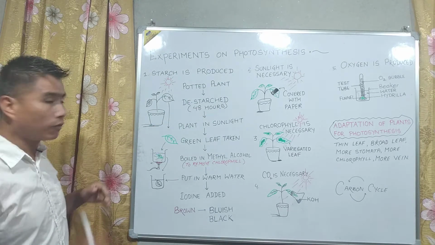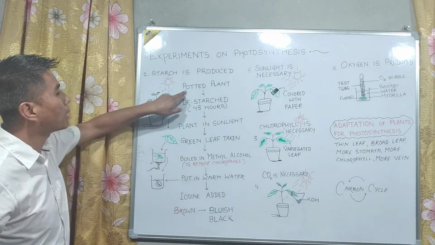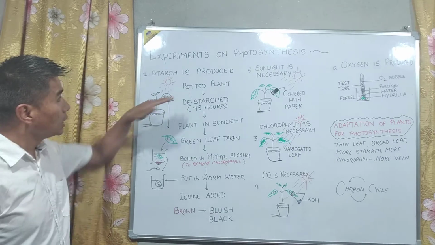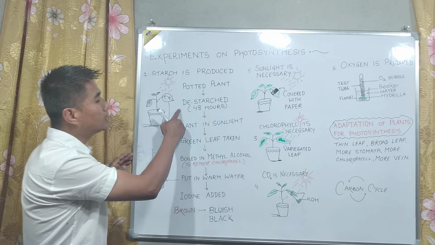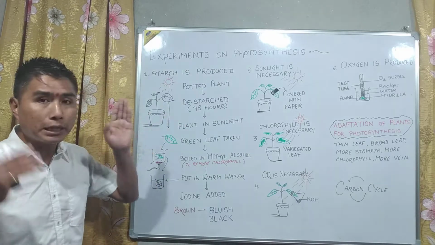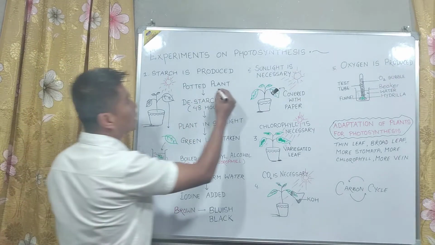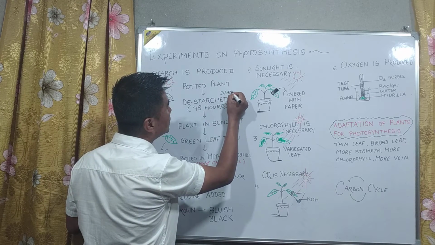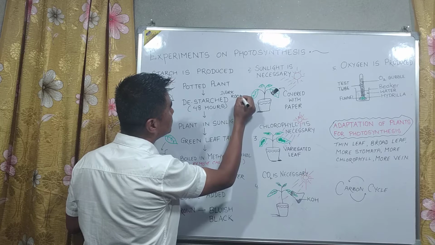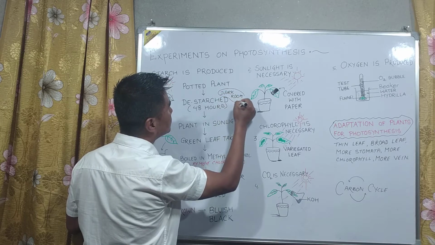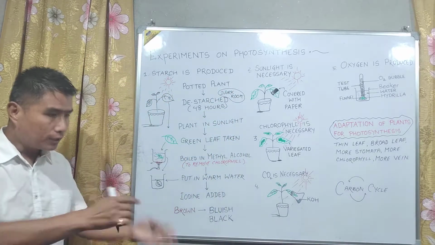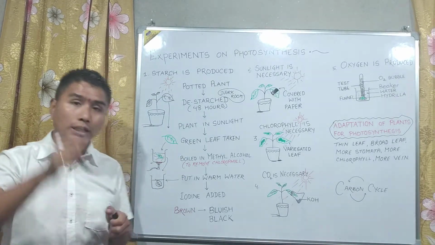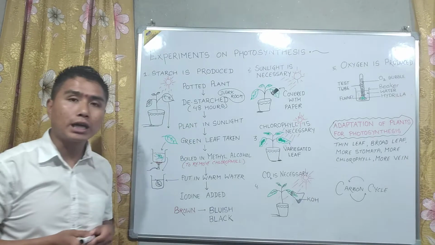First of all, try to understand. A potted plant is taken. Now the potted plant is de-starched. That means it is kept in a dark room. So here you have to mention dark room. You have to keep that potted plant in a dark room, away from the sunlight, for a minimum of 48 hours.